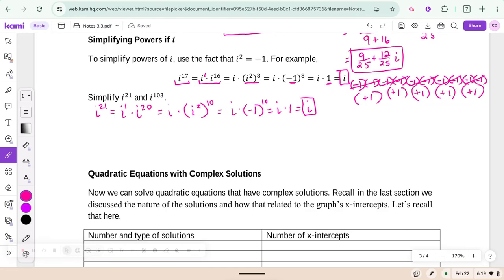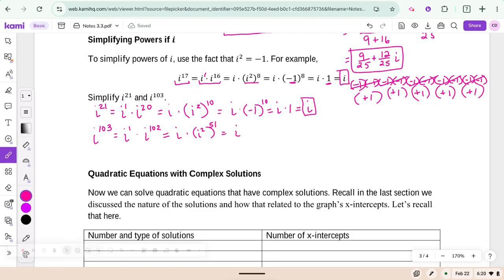That may cause you to think, is every power of i equal to i? No, it isn't. And I think we'll see that here when we do i to the 103rd power. I can write it as i to the first power times i to the 102nd power, since 1 plus 102 is equal to 103. I'll keep i to the first power, but I'll write i to the 102nd power as i squared to the 51st power, since 2 times 51 is 102.